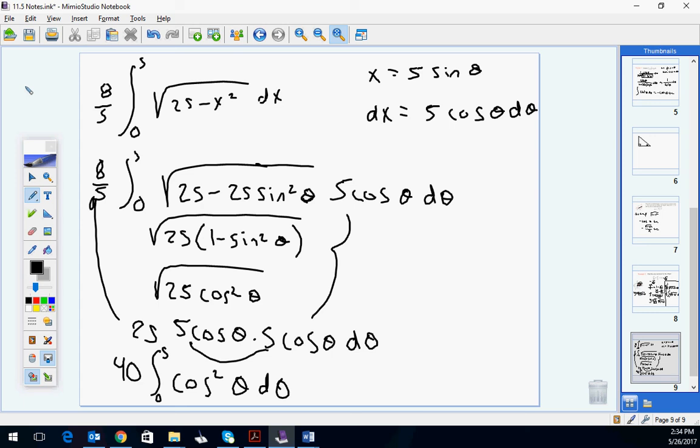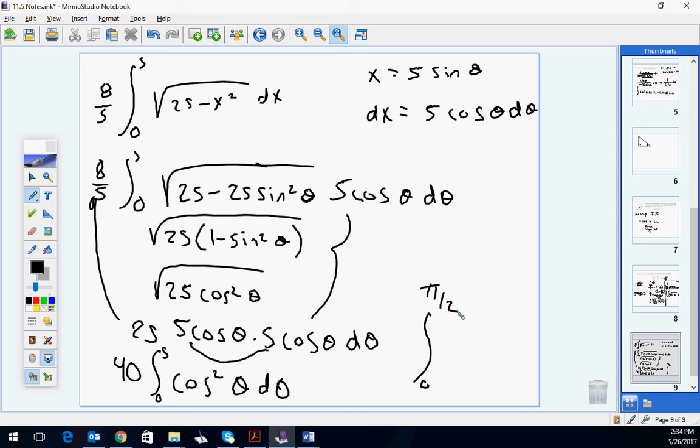Would this be a 0? What would theta have to be? 0. Good. So that's the easy one. How would this be 5? Good, but we don't put 1, we put pi over 2. That's your new limits of integration.